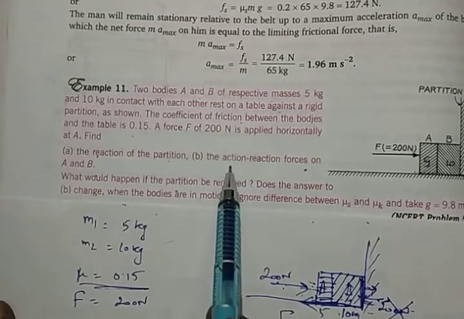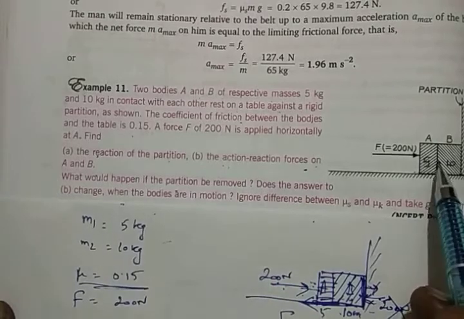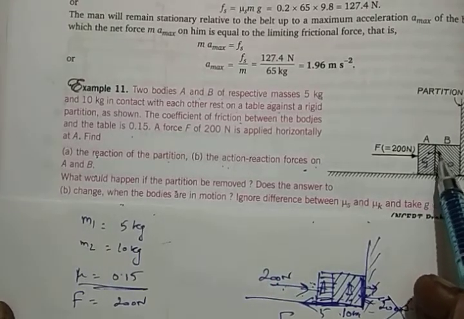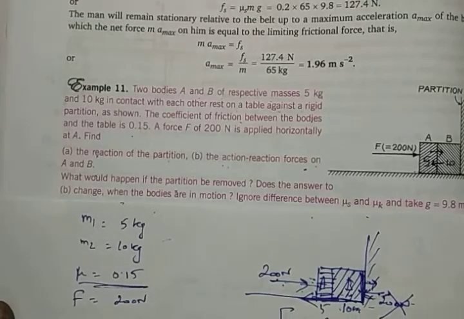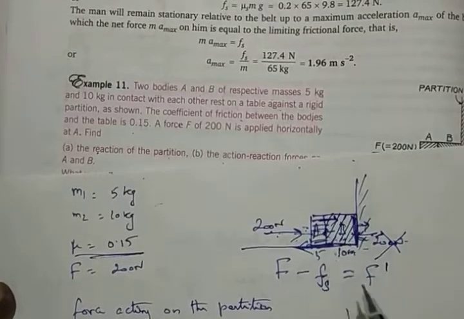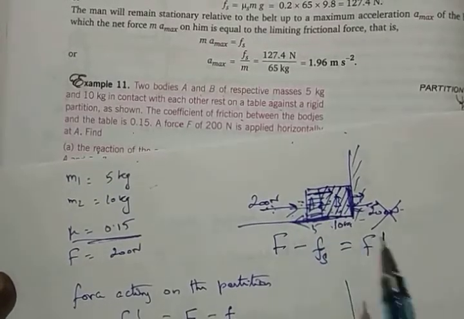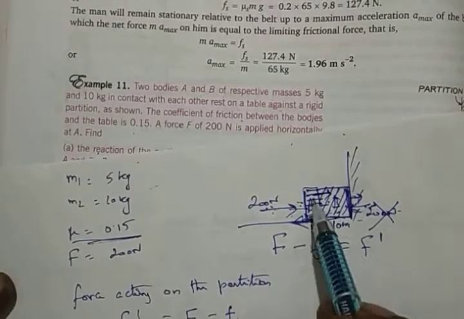Now one more thing is, the action and reaction forces on A and B also. What is the action this is giving and what is the reaction this is giving, it is asked. The action coming from A to B and B to A. How much will it be? It will be 200 only? No, it will not be 200. Only this body's friction you need to subtract. Okay. Now look at this one.